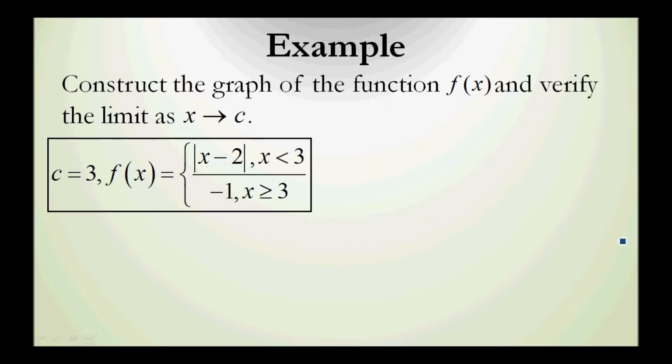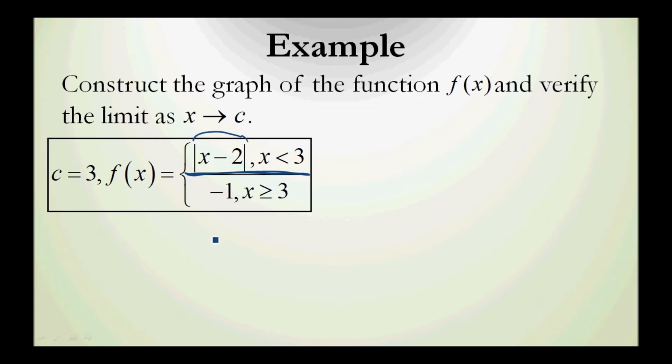Construct the graph of the function f of x and verify the limit as x approaches c. So we're not really going to construct the graph because I have a picture of it that will show up in a bit, but we can visualize the graph. So here we see that we have an absolute value part in the function, and this is actually not a fraction, it's just a line. So it's another piecewise formatted function.